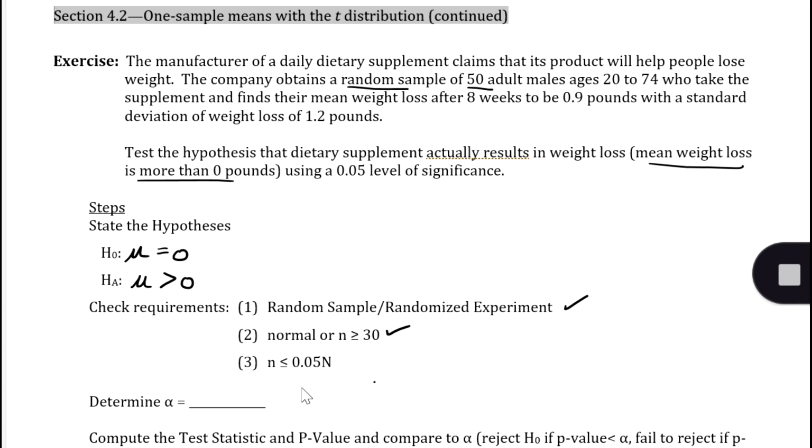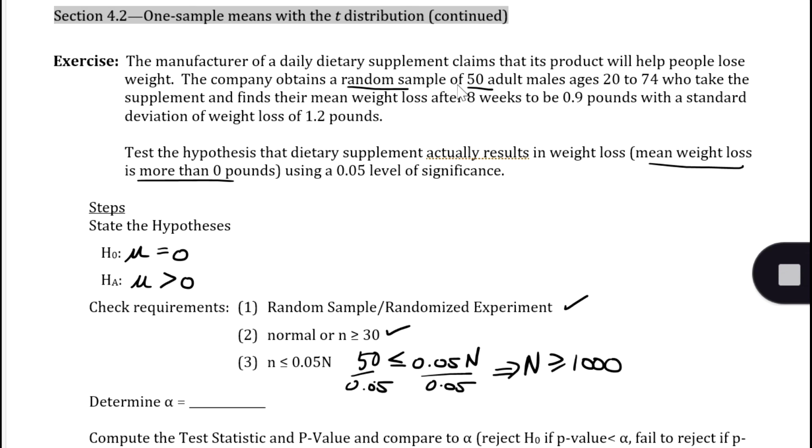The third requirement is that my sample size is less than 5% of my population size. So my sample size in this case was 50. And then you solve the inequality for big N, and big N has to be greater than or equal to 1,000. So the population size has to be greater than or equal to 1,000. You have to think about what the population is, and whether that population size would be over 1,000.